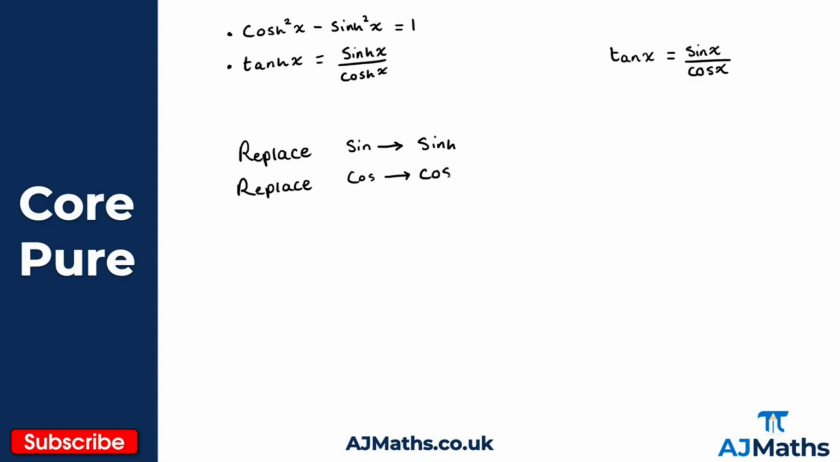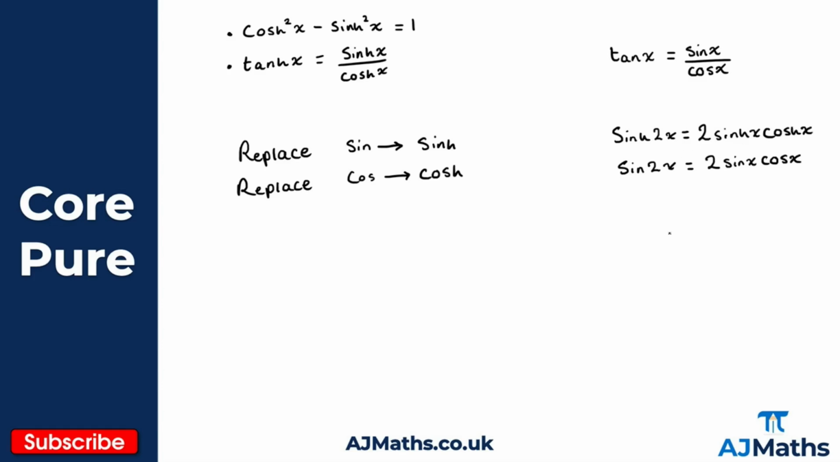So for example, if we have sinh 2x, without actually knowing what this hyperbolic identity is, we can just use the A-level maths identity. From A-level maths, sin 2x is 2 sin x cos x. In this case then, my hyperbolic identity here will be 2 sinh x cosh x.